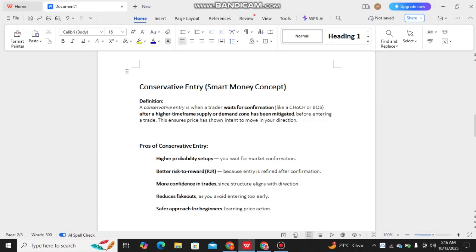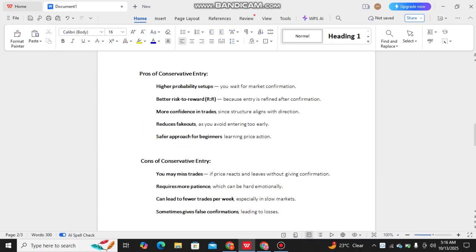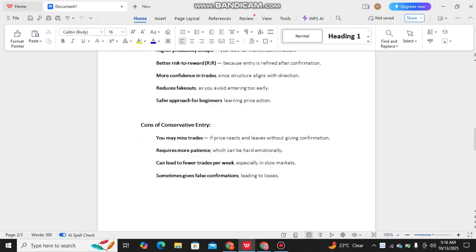Since your market structure aligns with the direction, after you see that change of character, it aligns with where you are selling or buying towards, right? And number four is it reduces fake outs as you avoid entering too early. Number five is safer approach for beginners learning price action. So basically, it's self-explanatory. And then of course, what are the cons of conservative entry?